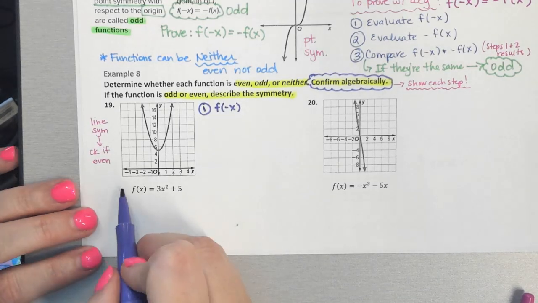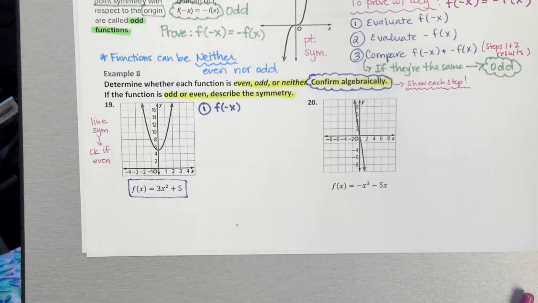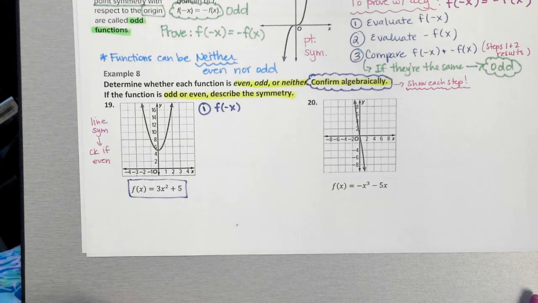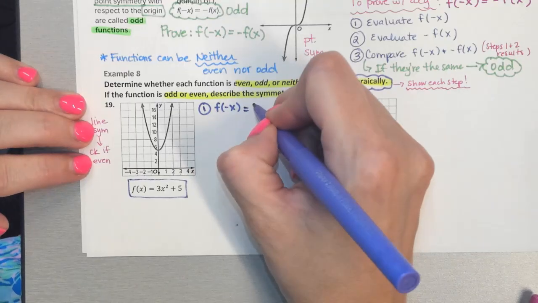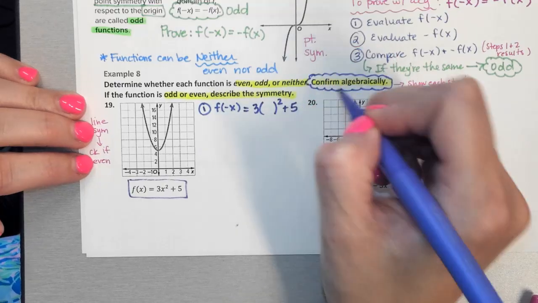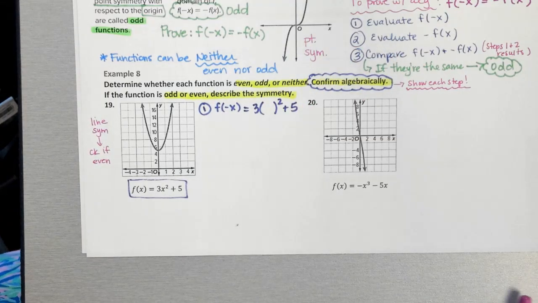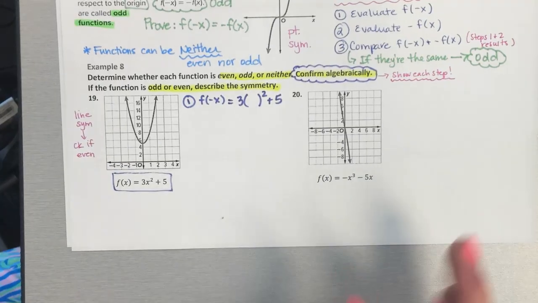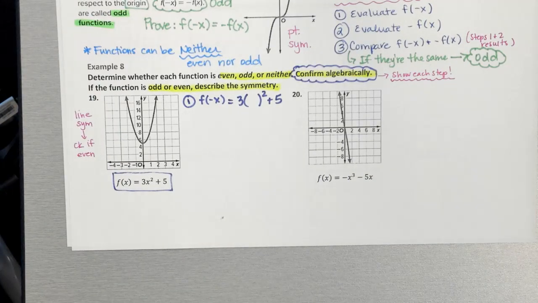Okay, the function is right here. So when you're plugging that in, I would do 3, and then instead of x, I would put parentheses squared plus 5. Okay, so if it's f of negative x, what am I going to plug into the parentheses? Negative x, so can you guys plug that in? And then let's see if we can simplify. So we're going to plug it in, and then we're going to see if we can simplify.